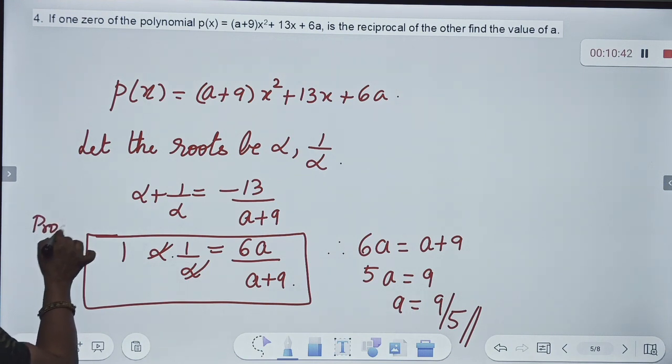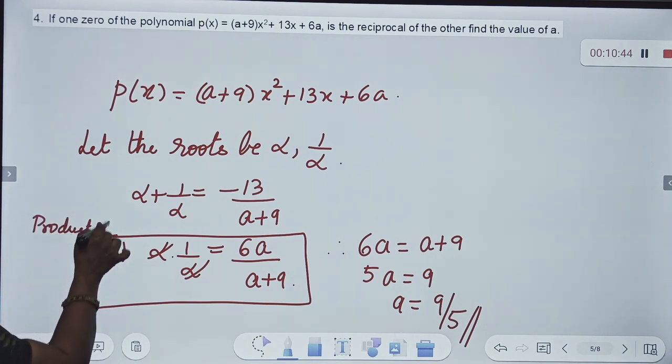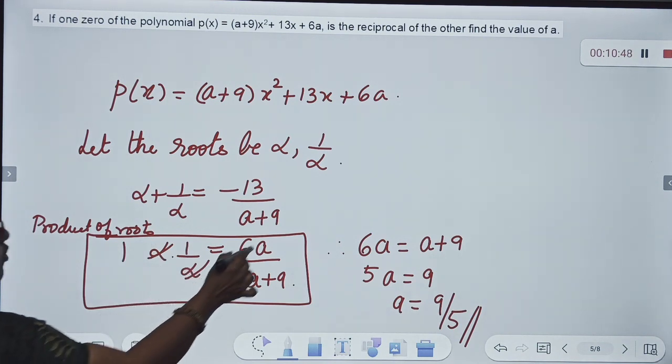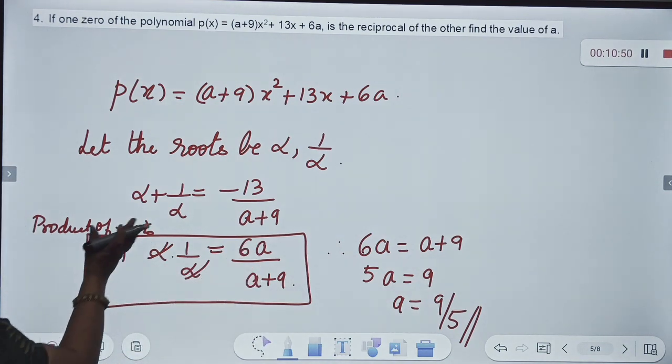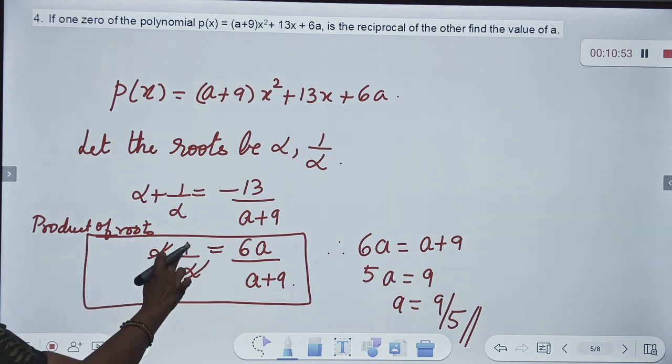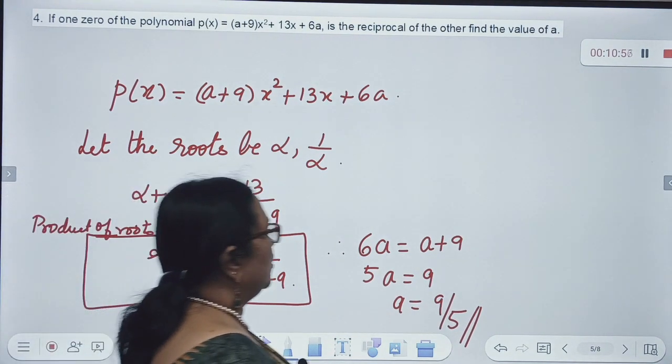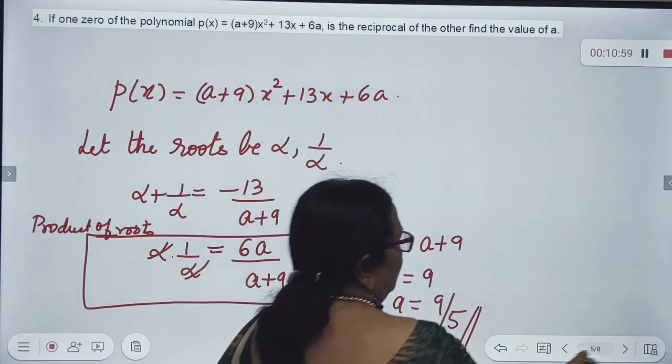Product of the roots. Alpha into 1 by alpha equal to 6a by a plus 9. So alpha into 1 by alpha is 1. So 1 equal to 6a by a plus 9 gives a equal to 9 by 5.